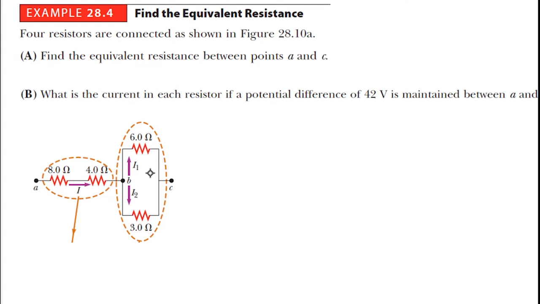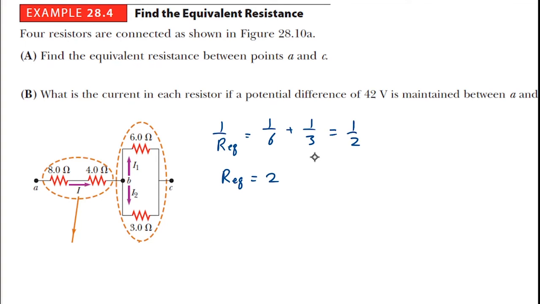This one is in parallel, so we'll calculate that one first. The way we do it is 1 over R equivalent is equal to 1 over 6 plus 1 over 3. Good? Is that 1/2? Which means R equivalent here happens to be 2.